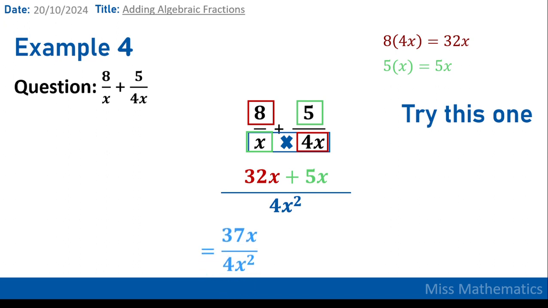If you remember from the last example, you can simplify this by taking out an x from the top and an x from the bottom, so 37 divided by 4x.